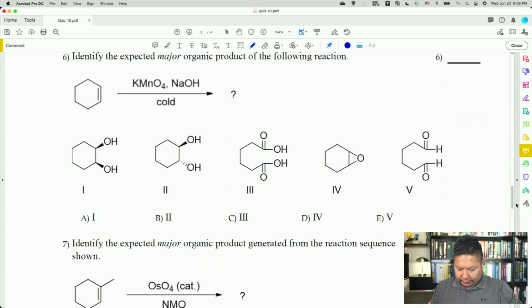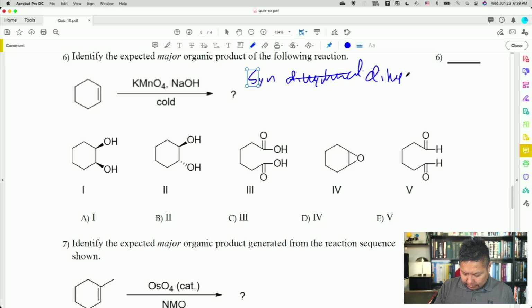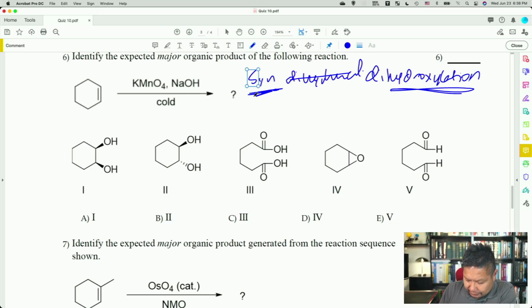All right, next one we have here is pretty simple. This is the syn dihydroxylation. If I can spell it right. Dihydroxylation. There we go. Since it's a syn dihydroxylation, you're adding hydroxyl groups or alcohols in a syn fashion.